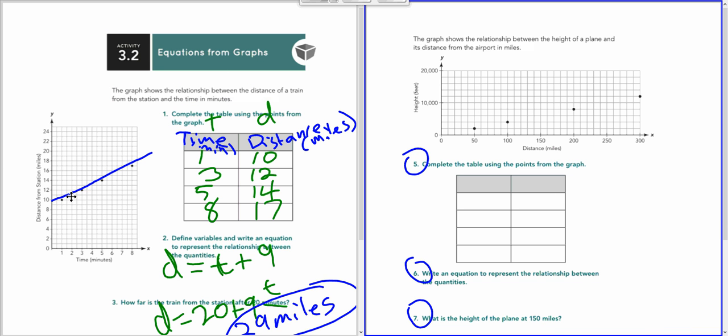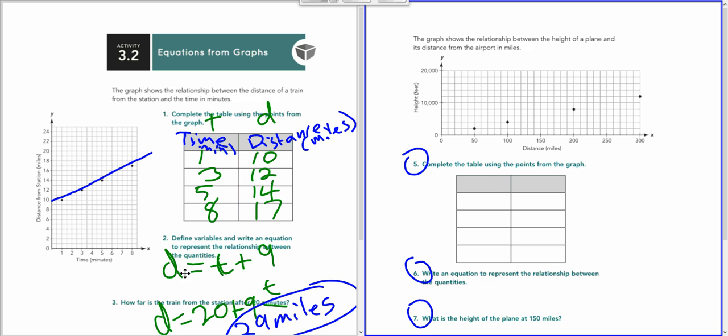And now we see they give us points on the graph, but they do not give us the data in the table. So we need to fill that out. All right, so we basically fill in a label at the top of our table. We want to put time here in this first column, because it is our independent variable, and we put that in minutes. And here's our distance in miles. All right, so we look at our number 1. This dot is above 1, and it's across from 10. So in 1 minute, it goes 10 miles. In 3 minutes, it goes 12 miles. In 5 minutes, it goes 14 miles. And in 8 minutes, it goes 17 miles.